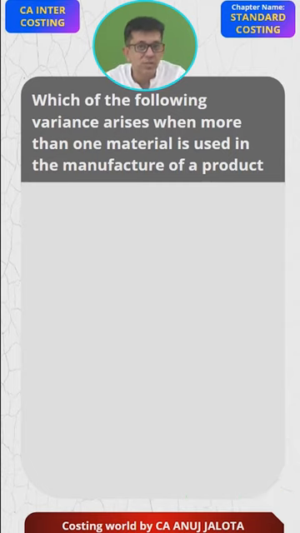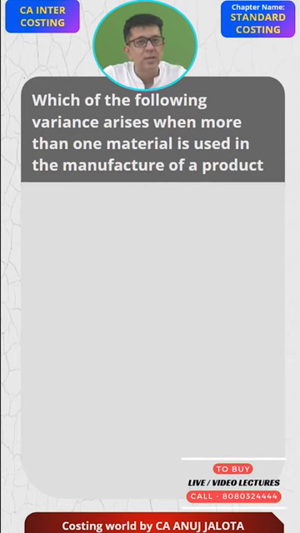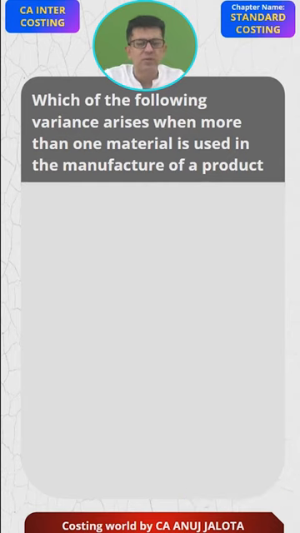So if there is more than one material that is used in manufacture of a product, like say lemonade. To make lemonade, you require lemon, water and sugar, right? So more than one type of material, which variance will be coming?